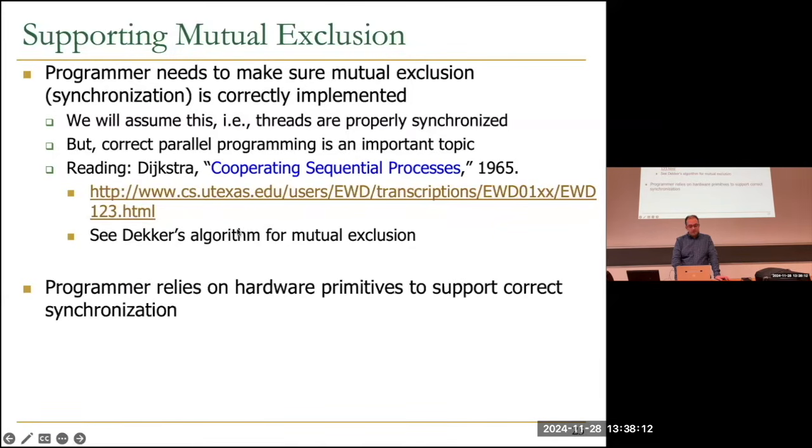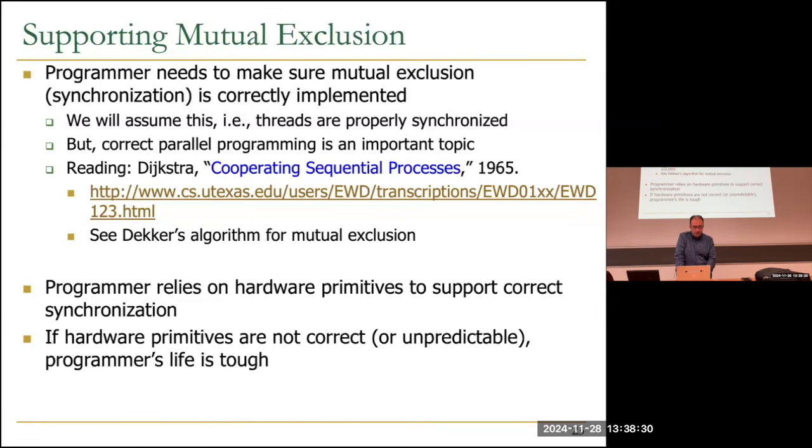We are going to use Dekker's algorithm in this example, but of course there are many other ways to provide synchronization across different threads. So essentially, programmers rely on hardware primitives to support correct synchronization, and we want to see whether that's happening or not. Do you have any questions?